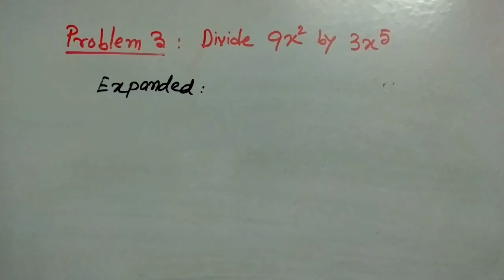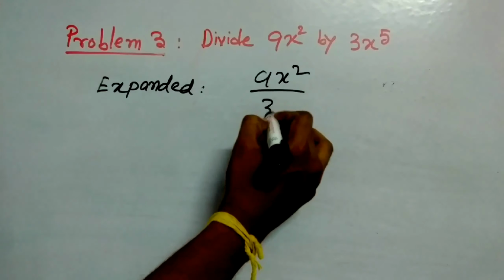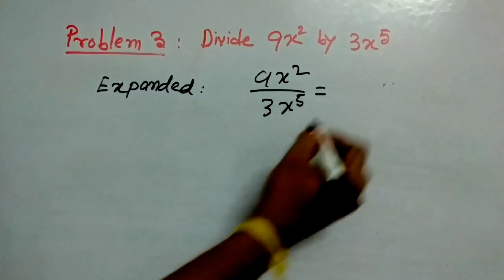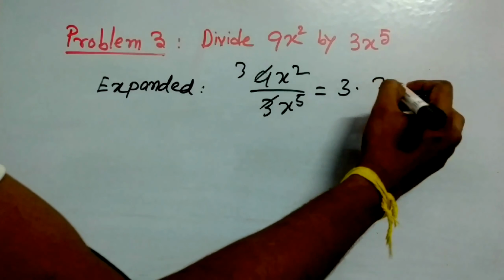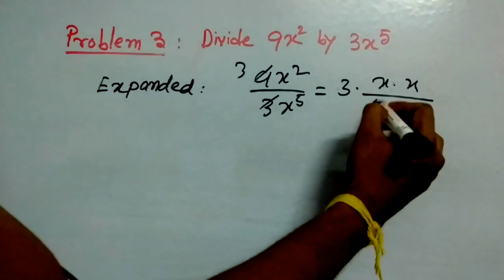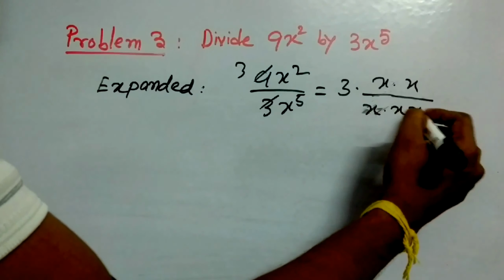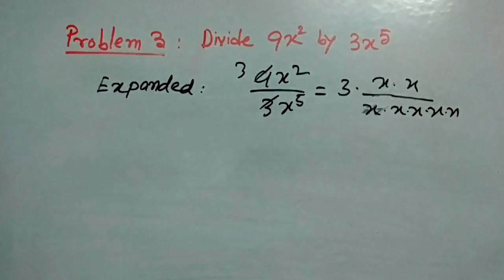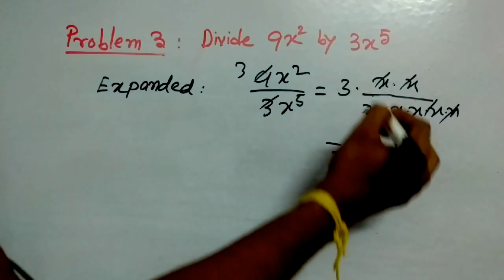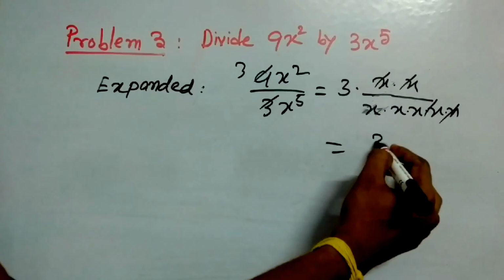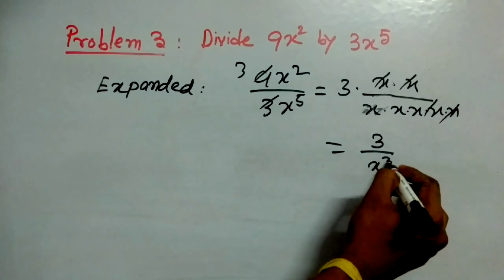Let's go for this problem. Here divide 9x square by 3x to the power 5. So let us expand. First of all, it is 3 into x into x divided by 3 into x, five x's are here. So these two will be cancelled. So in the numerator there is nothing except 3, and in the denominator there are 3 x's. That is why it will be 1 by x cube.